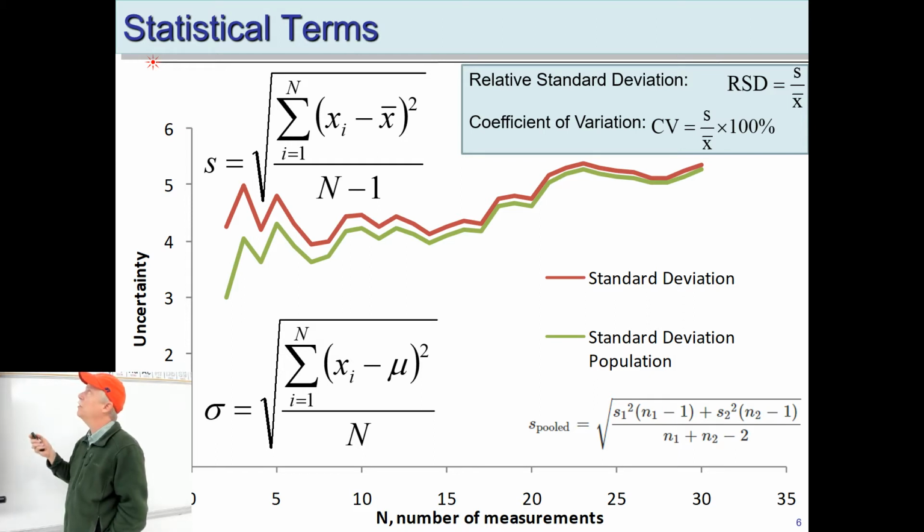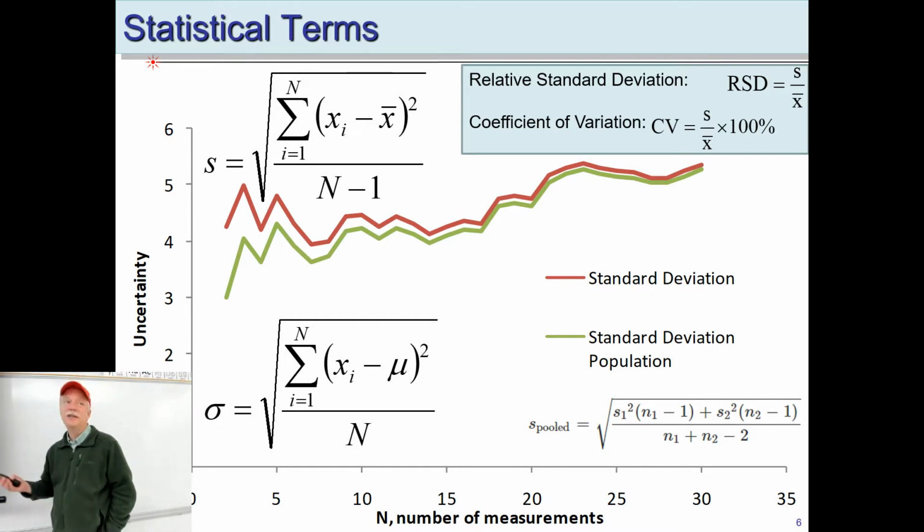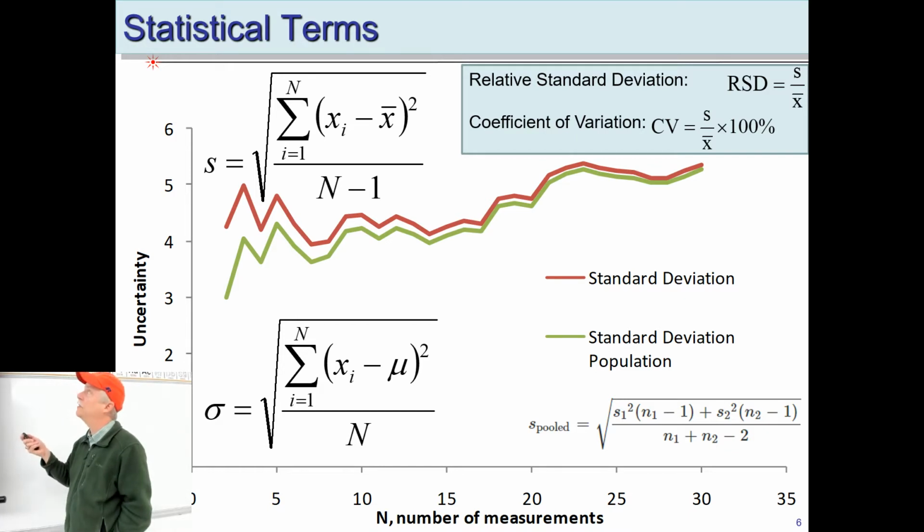Now the RSD, again, is a unitless number because the units of S and the units of X are the same, so it's a unitless quantity. And sometimes we like to express it in percent. And so we just multiply by 100%, and that gives us the coefficient of variation. That's a fancy word, coefficient of variation. And it's just your RSD times 100%.